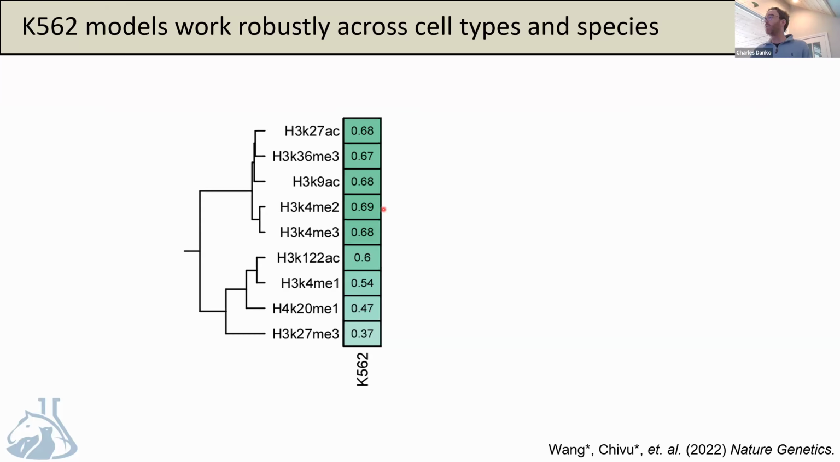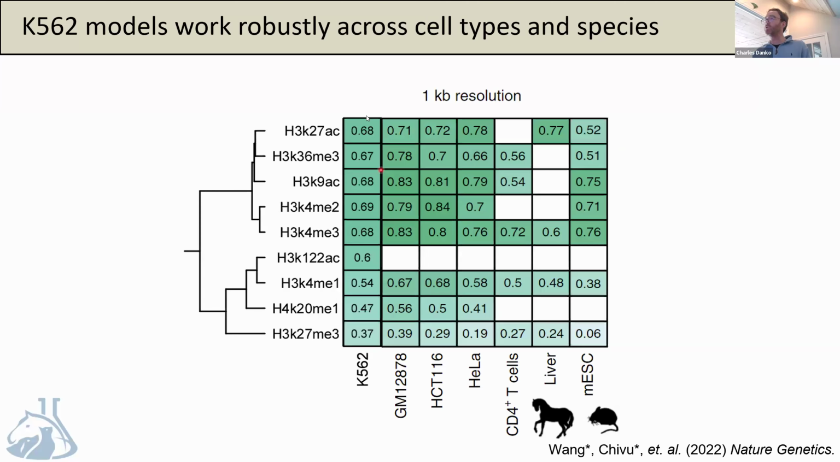And indeed, when we do this comparison, we take the K562 model and we use it to estimate histone modifications using transcription from GM12878, HCT116, HeLa, T cells, or even primary liver tissue from horse or embryonic stem cells from mouse. All of the active histone modifications showed about the same accuracy as in the training cell type.